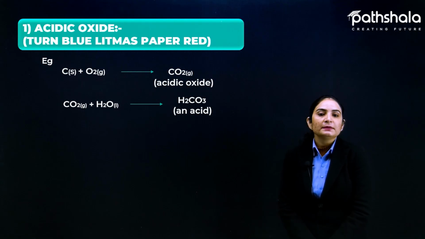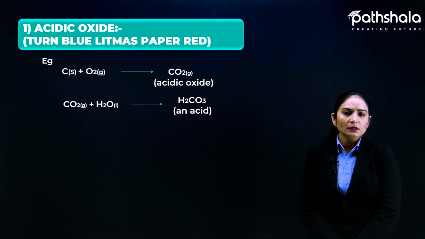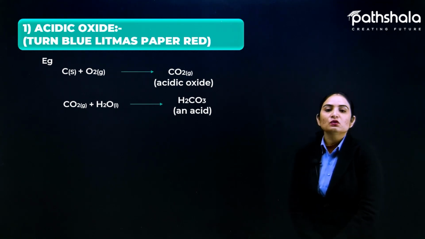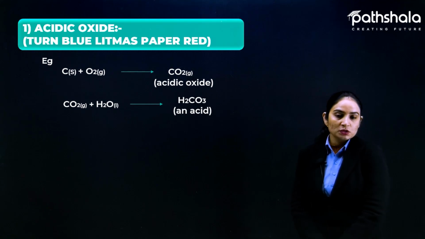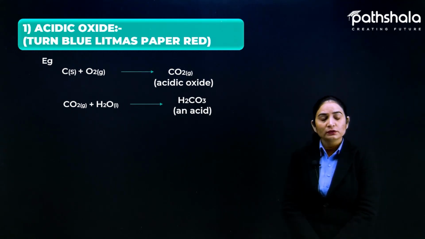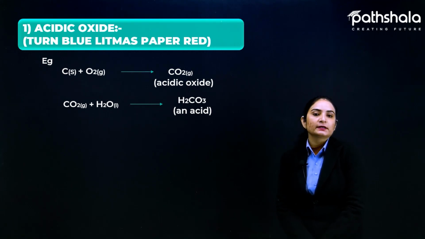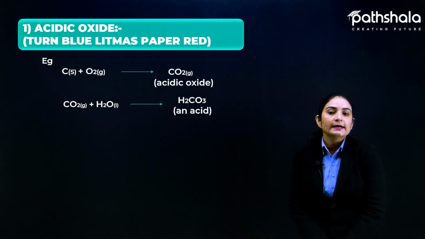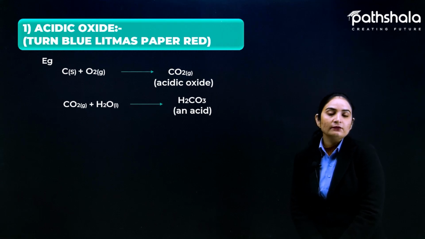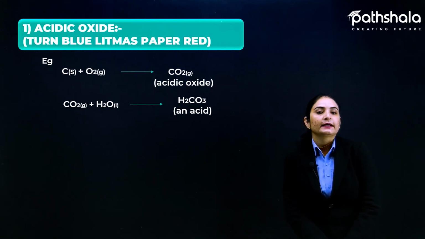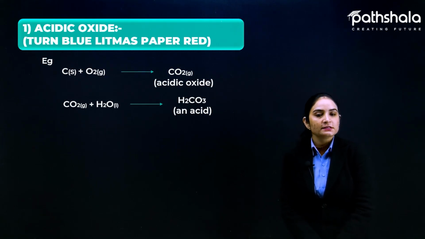Another is carbon dioxide plus water. I have told you, when carbon dioxide is formed, it undergoes reaction with water. Then it forms carbonic acid, H2CO3, which is acidic in nature. Although it is a weak acid, the nature of this particular product is acidic. That's why this is acidic in nature, and the oxide is formed by a non-metal. Carbon is a non-metal here, and reacting with oxygen it is producing acidic oxide.